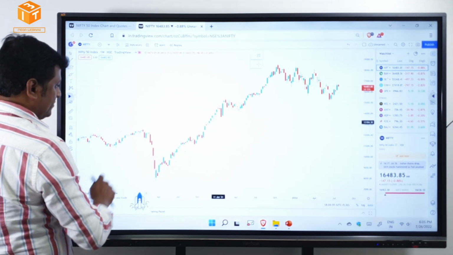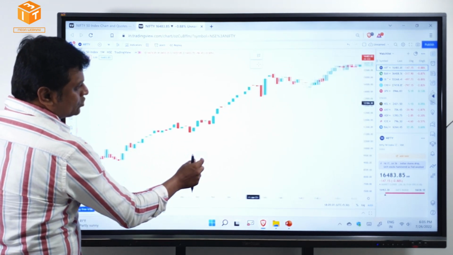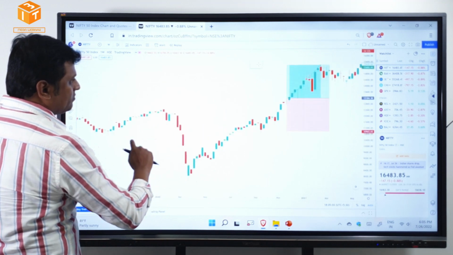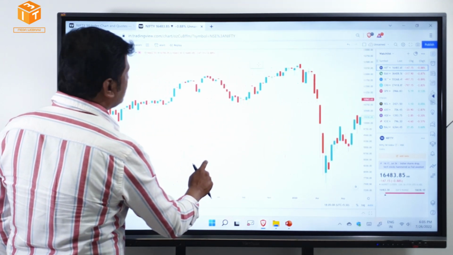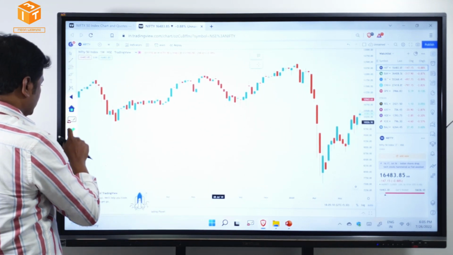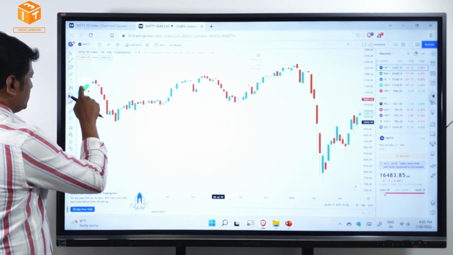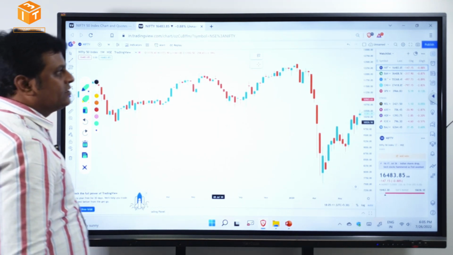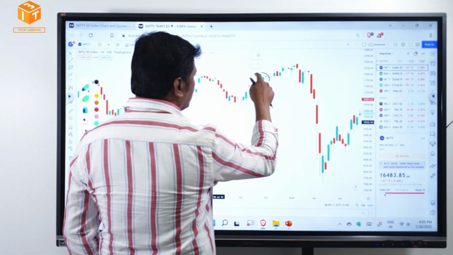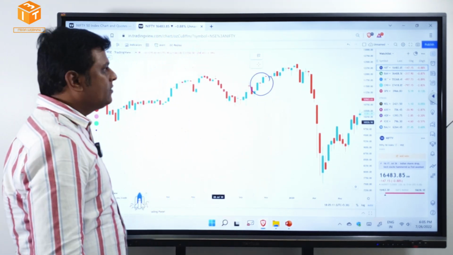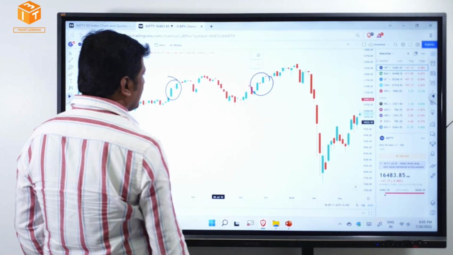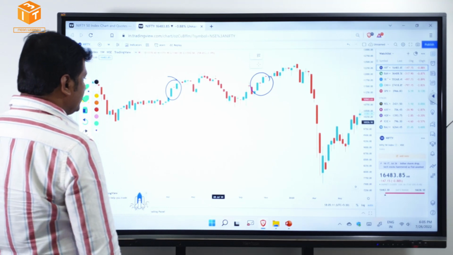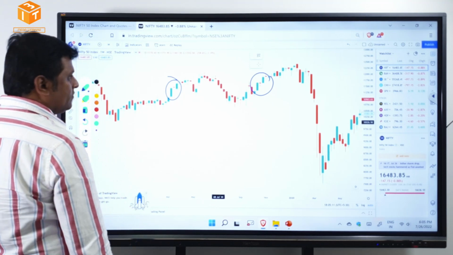Look at this guy. Okay? If you want, I can zoom it further. We can go a little further to find some more beautiful structures so that you will clearly understand. Can you find this one? See that beautiful rally, base, rally. See this beautiful rally, base, rally. Right? Find it.